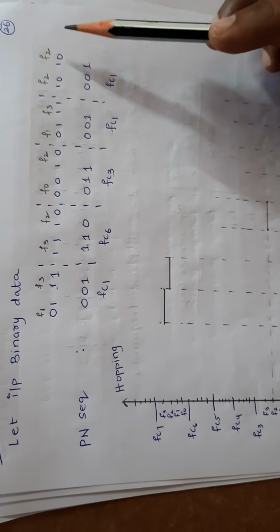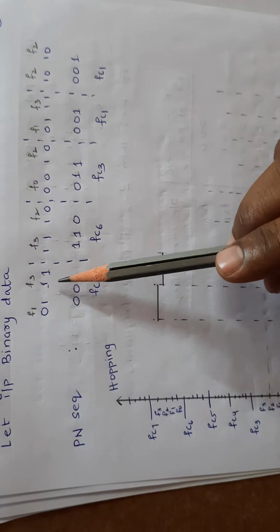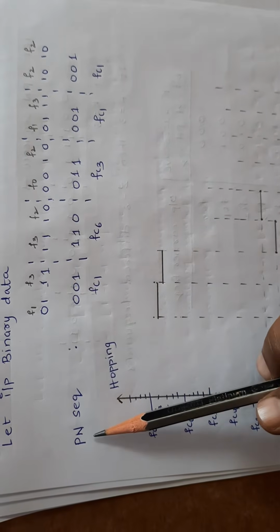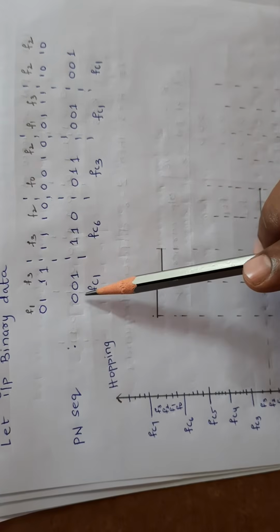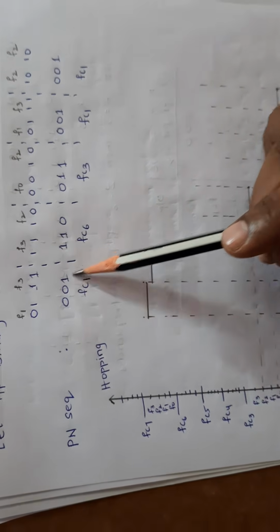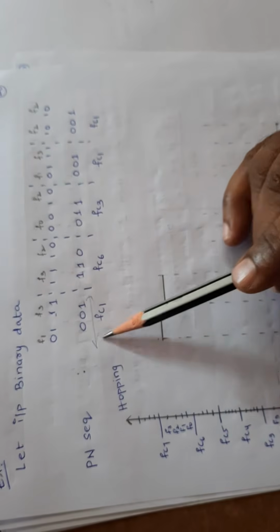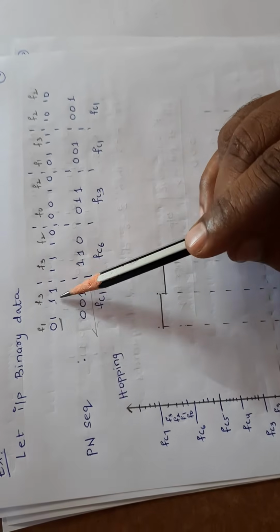This is my binary data. I'm taking 2 bits as one symbol, and this is my PN sequence, right? We know that we are using 3 bits as one segment. So I'm dividing, and each carrier frequency is transmitting 2 symbols. So this is my one carrier frequency, we are transmitting 2 symbols.